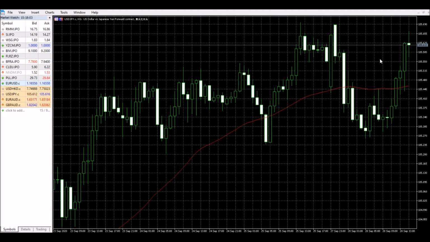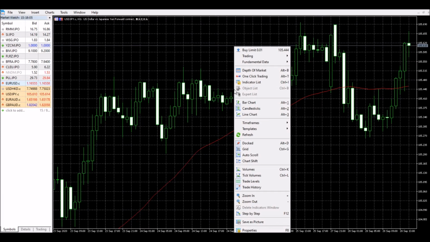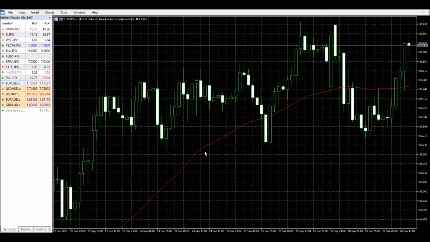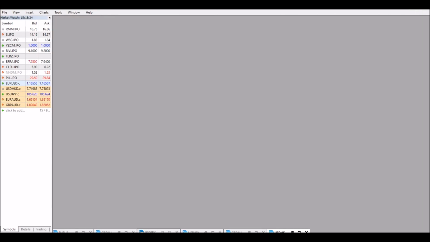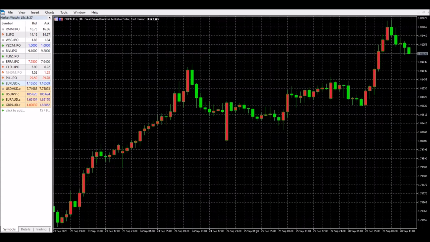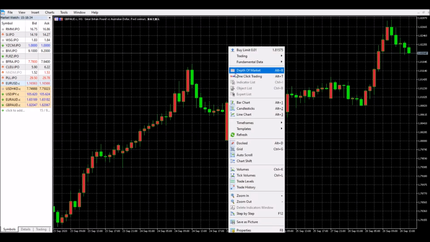Okay, good. So applying the 50 period moving average, you can see that the Japanese yen is also above. Let's try and get an example where the price is below. Just hold on, let's see the British pound, Australian dollar. Let's check it out.